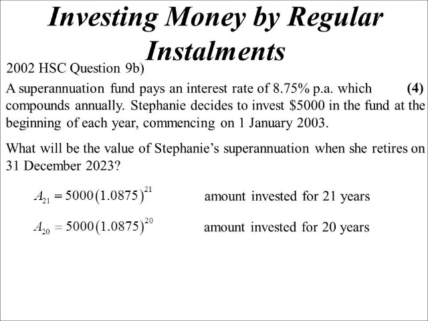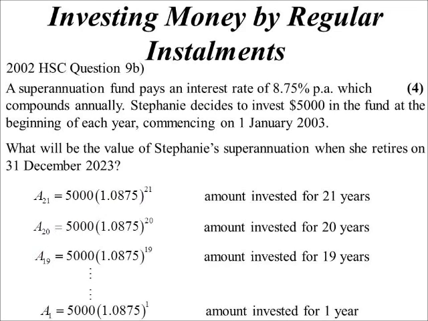But then the next year, going to make another investment. That one will be in there for 20 years. So similar, but the power will change. And then the next year, another investment. It'll be in there for 19 years. And so on and so on, till we get to the last investment, which will just be in there for 1 year. And so the total value of the superannuation will be all these investments added together.